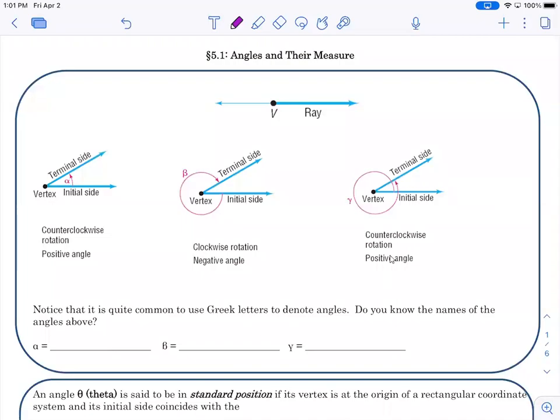Hi, students. These are your notes for 5.1, which we're going to talk about angles and how to measure angles.